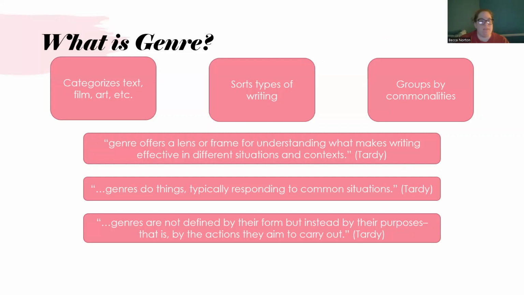Genres sort all the different types of writing, groups them by their commonalities, what they're written for, what they're about, different things like that. Genre gives us a lens for understanding what makes writing effective in different situations. What may be effective in some genres may be ineffective in another, and that's why it's important to understand different genres. Genres do things. They are responsive to different situations, and they're not defined by their form, but instead by their purpose. Genres are defined by the action that they aim to carry out.